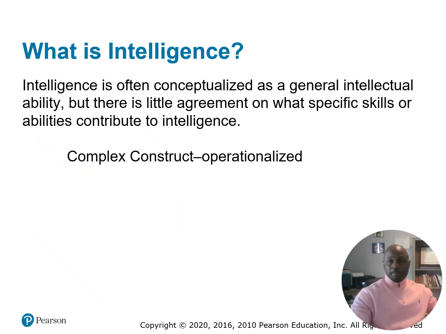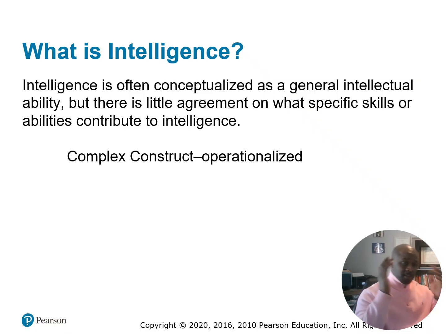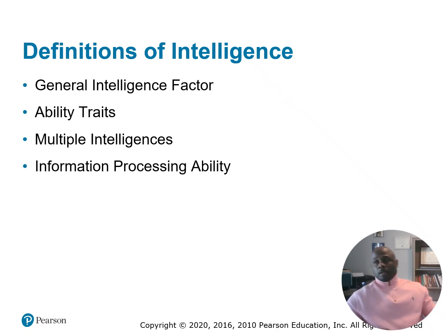So let's talk a little bit about intelligence. It's often conceptualized as a general intellectual ability, but there's little agreement on what specific skills or abilities contribute to intelligence, right? So it's a complex construct. It has to be operationalized, right? So again, talking about adults and kids, it's different, harder to measure adults, whereas for kids, you can do it in terms of grade level and what the grade level ability skill and the ability level should be. So definitions of intelligence: you have the general intelligence factor, ability traits, multiple intelligences, and information processing ability.